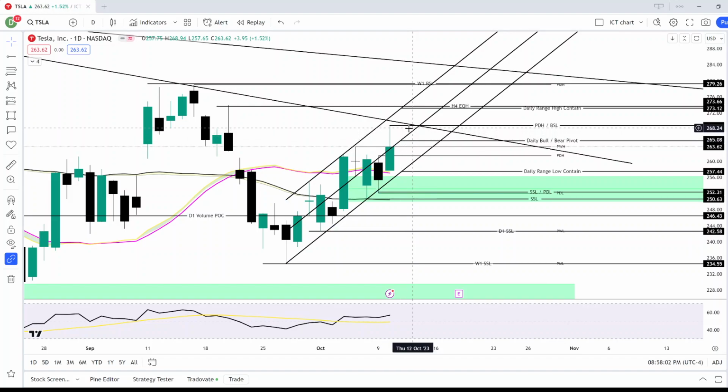A further test of that would be buy side liquidity, previous day high, a further test of that, daily range high. The equal high, if we got up there, we would just take that equal high, I'm pretty sure. Not expecting a massive move up to 280, but you never know with Tesla. Tesla is its own kind of beast, right?